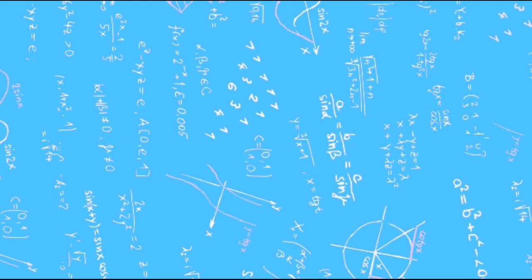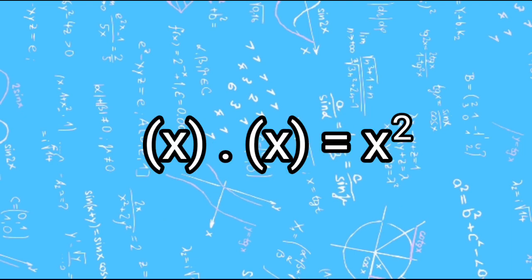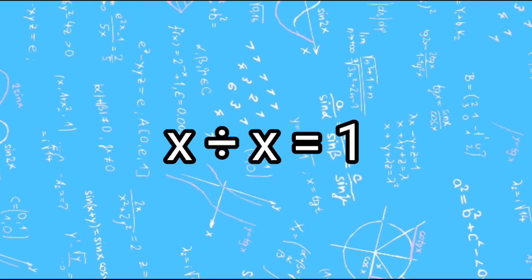On the other hand, x minus x is equal to 0. x times x is equal to x squared. And x divided by x is equal to 1.